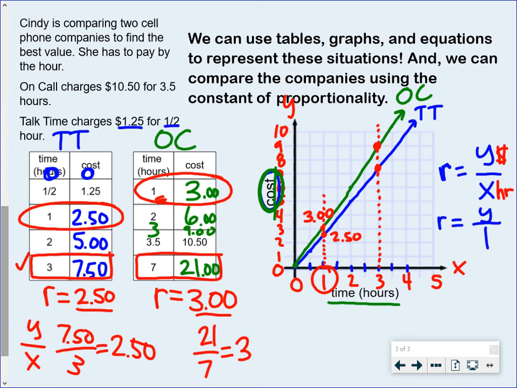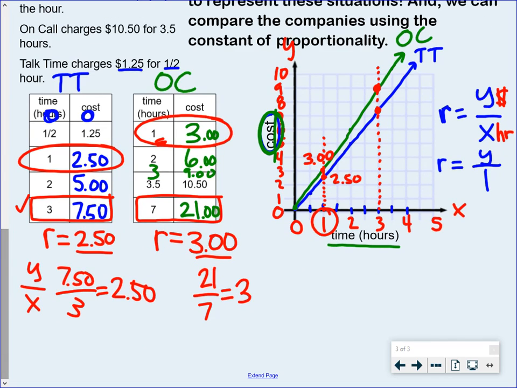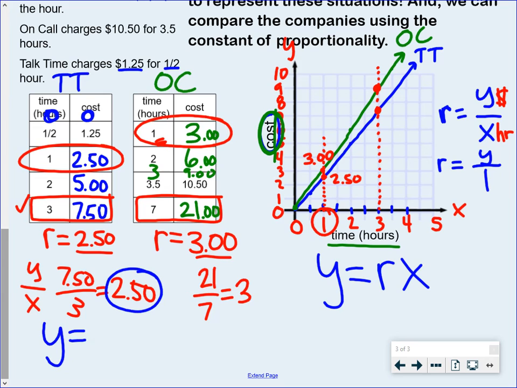The last thing I want to remind you of is how to write an equation for the constant of proportionality, or including the constant of proportionality. For talk time, if the rate is $2.50, the equation will always take the form y equals r times x, where r is your constant. So I'm going to just rewrite it and replace the r with the 2.50. There's the equation for talk time.